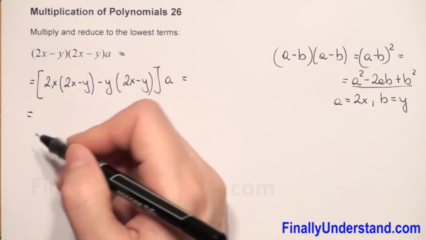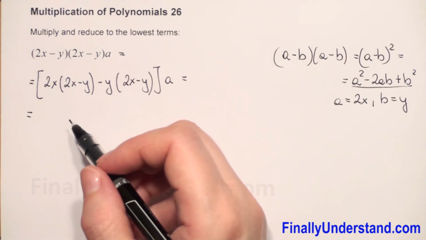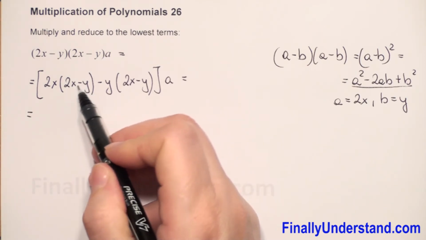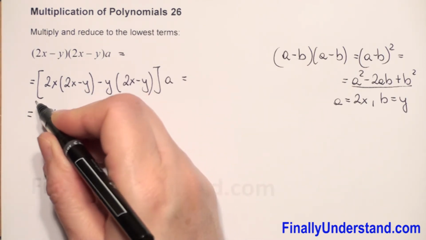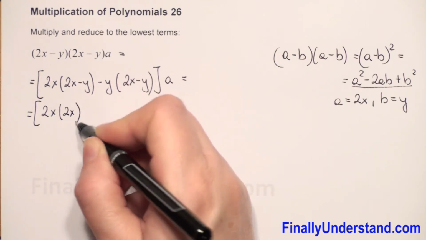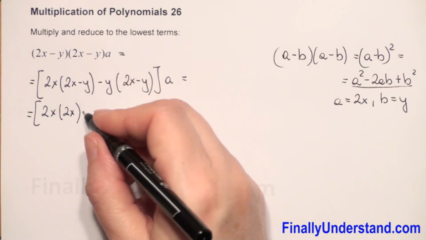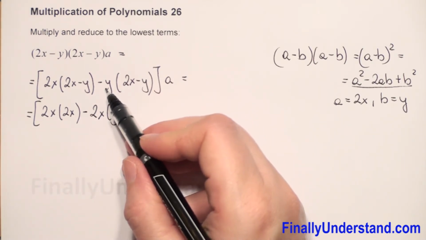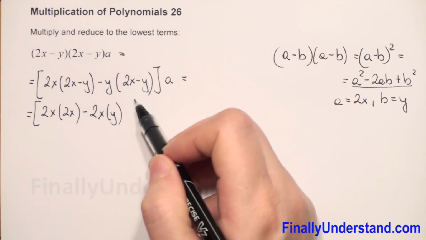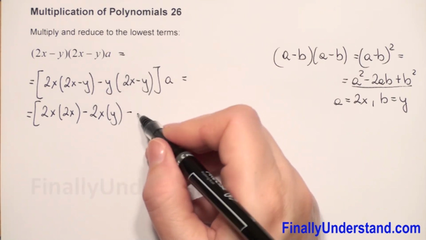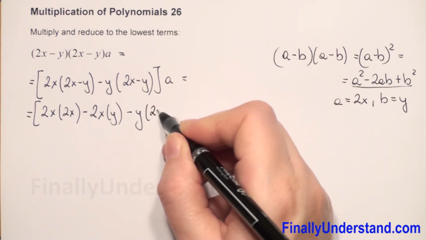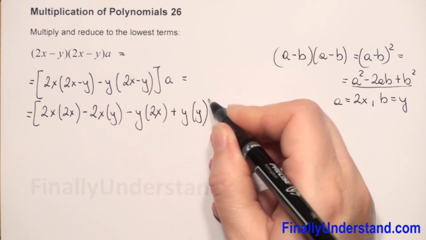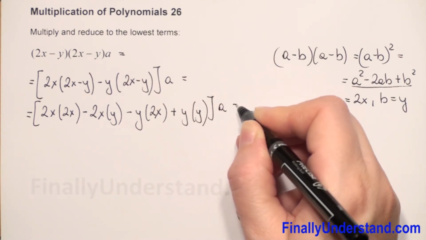So this is equal. Now we have to use the distributive law of multiplication. We have to first distribute 2x over each term in the polynomial. So we have 2x times 2x. Next we have positive times negative, so it will be negative 2x times y. And now we have to distribute negative y over each term in the polynomial. So negative times positive will be negative y times 2x. Negative and negative give me positive y times y. And everything times a.